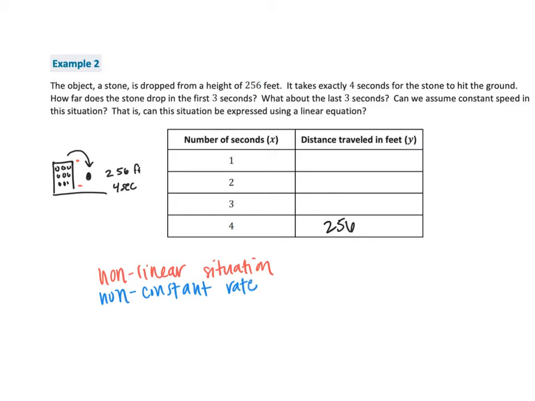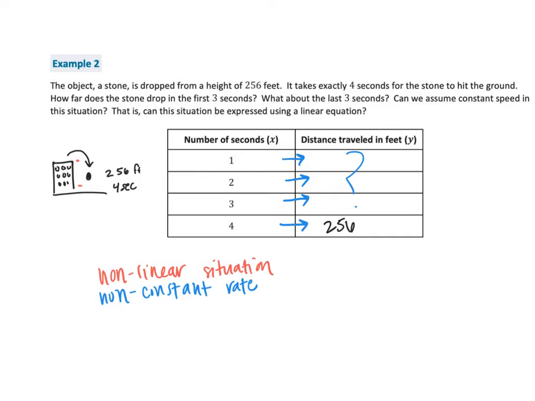That means the rule that gets us from this side to this side is not going to be found using y divided by x. Okay? We cannot use that rule here. So in this situation, we would need a little bit more information to actually be able to fill this part out. We would need some different values here.